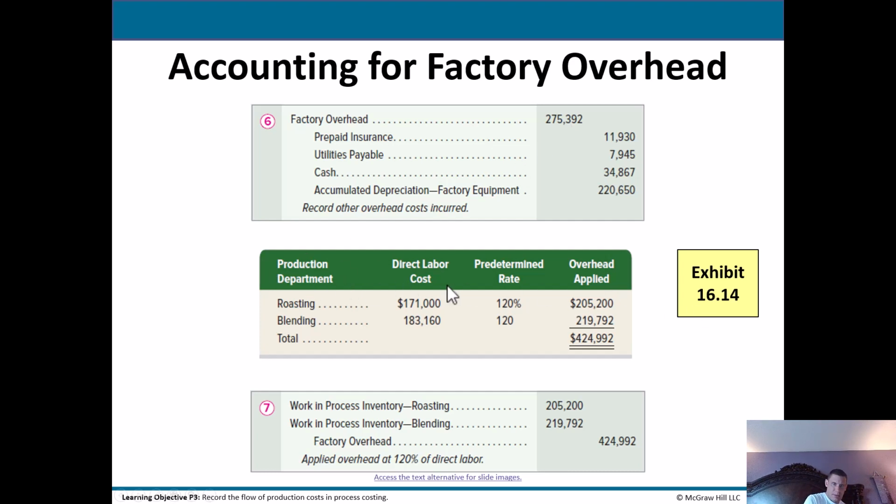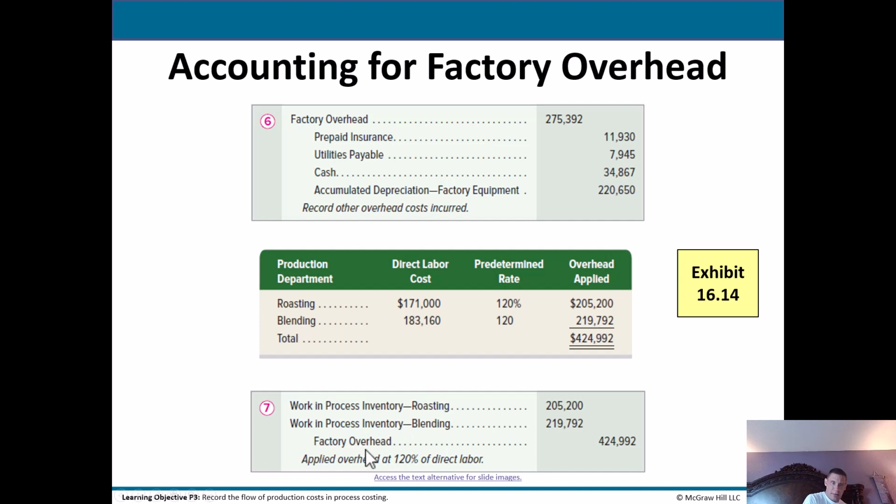And you can see down here they've got the production departments, and they're using a predetermined overhead rate of 120%. The allocation base, what is driving the overhead, is direct labor cost. So 171 grand for roasting times 120%, or 1.2, will give you that 205,200. And for the blending department, you've got the 183,160 of direct labor cost times again 1.2, which gives you this 219,792. So they charged a total of 424,992 as far as applying the overhead.